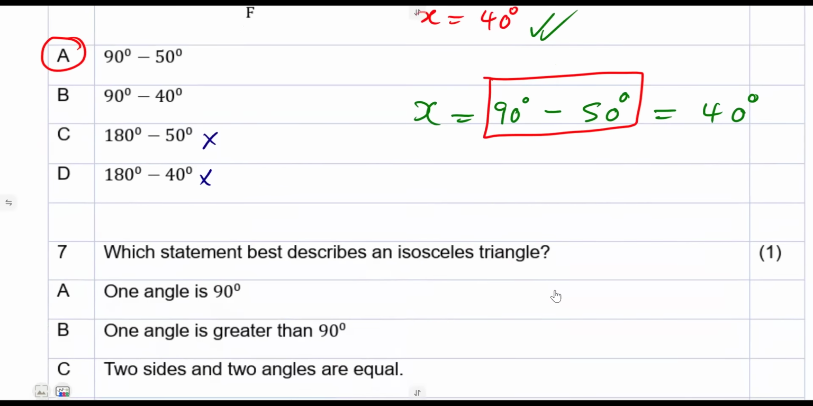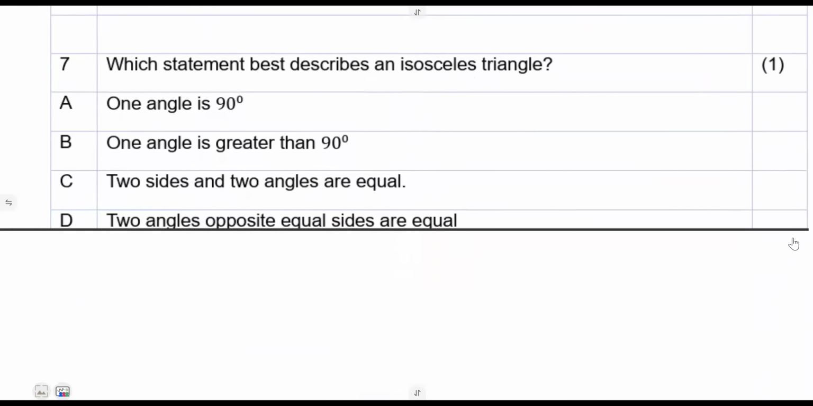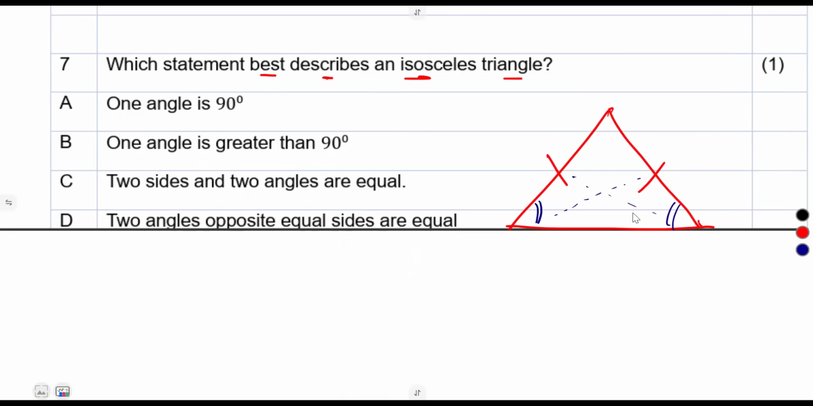All right. Number 7, which statement best describes an isosceles triangle? The one that we do know, two sides will be equal, and as we do understand, the angles opposite to those sides are equal. So here they're saying one angle is 90 degrees. That's wrong. We cannot say it's the best property. One angle is greater than 90 degrees. We cannot say it's the best.